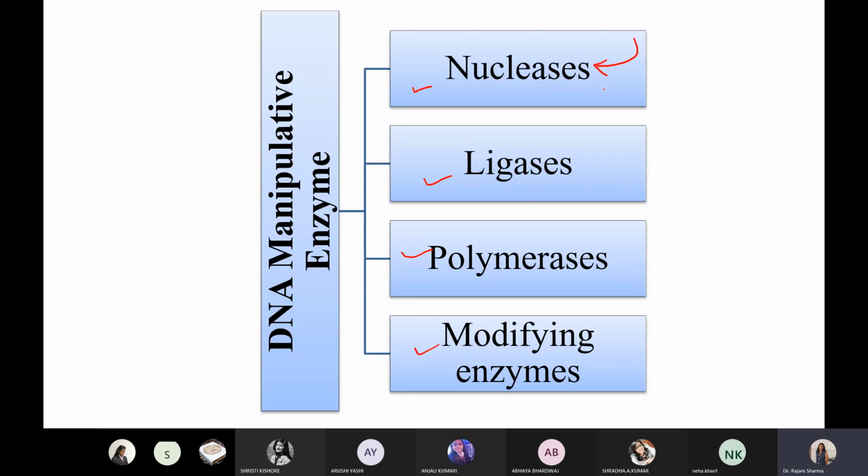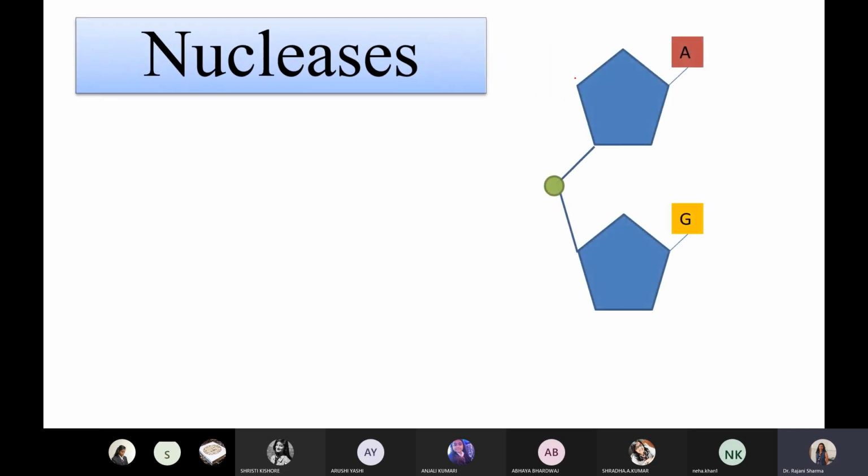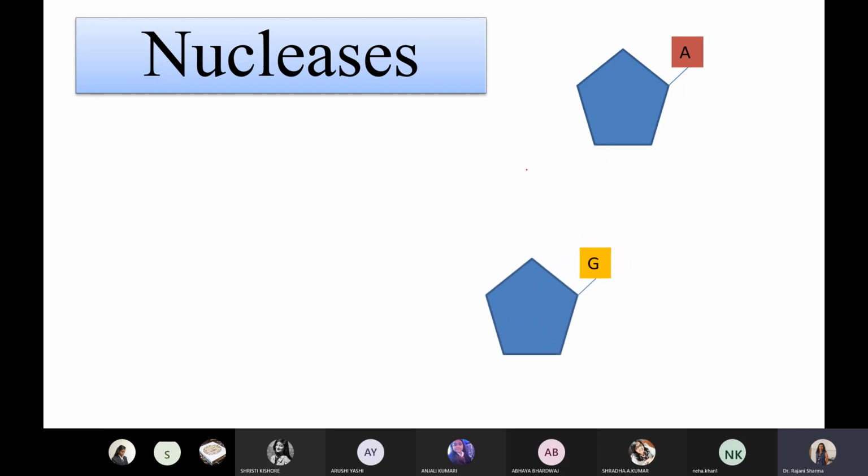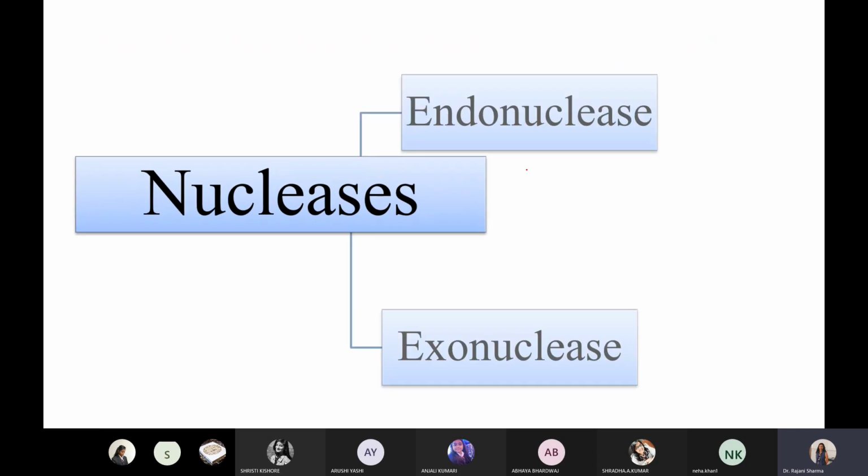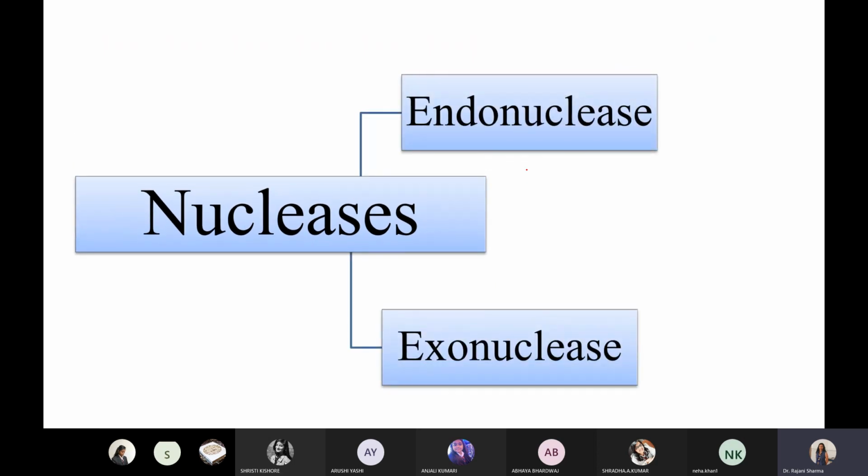So now finally coming to the nuclease enzymes, what are they? It is an enzyme which has the ability to break down the phosphodiester bond, the bond which connects the 5 prime to the 3 prime end of the DNA. This bond is broken down with the help of nucleases so that the DNA strand can be loosened or broken down into pieces. Further, we categorize the nuclease enzyme into two parts: endonuclease and exonuclease.